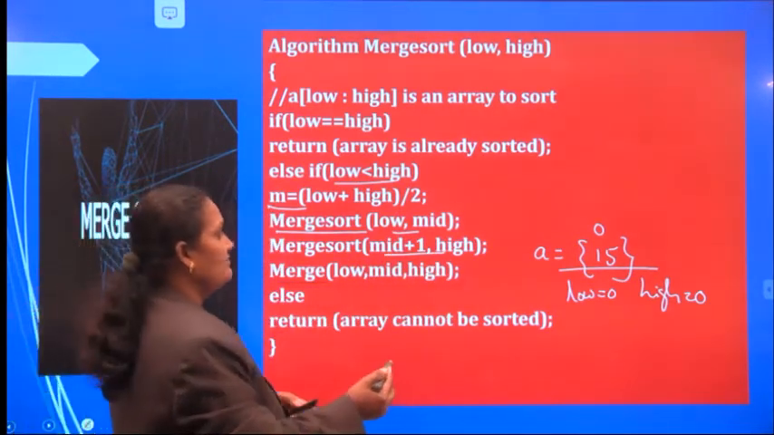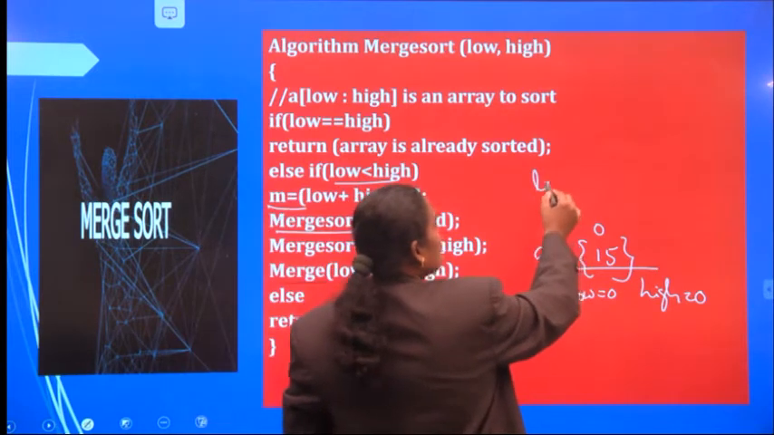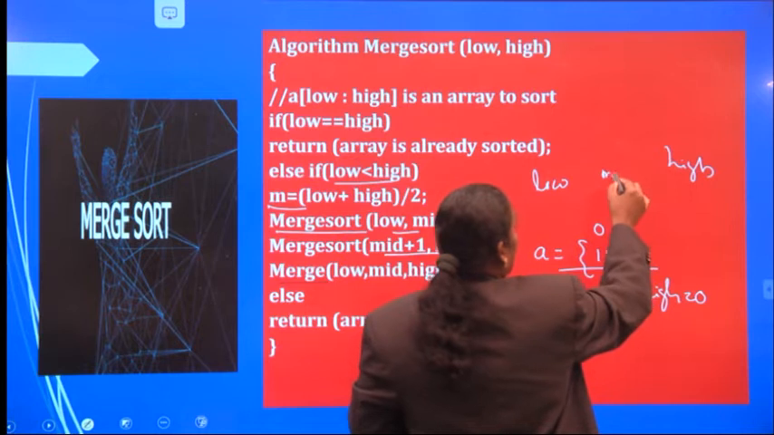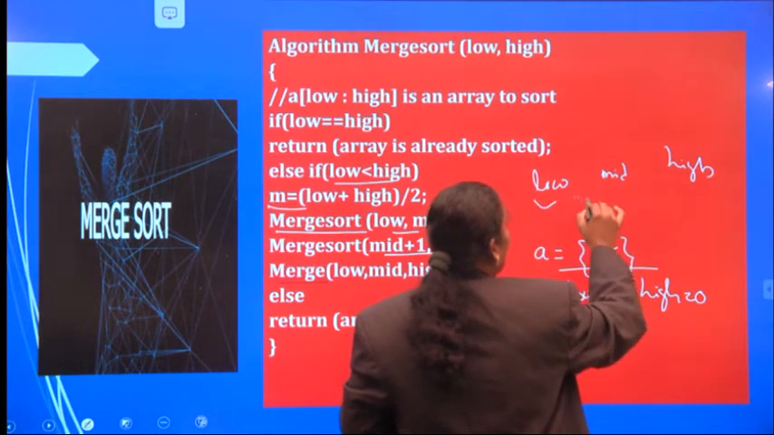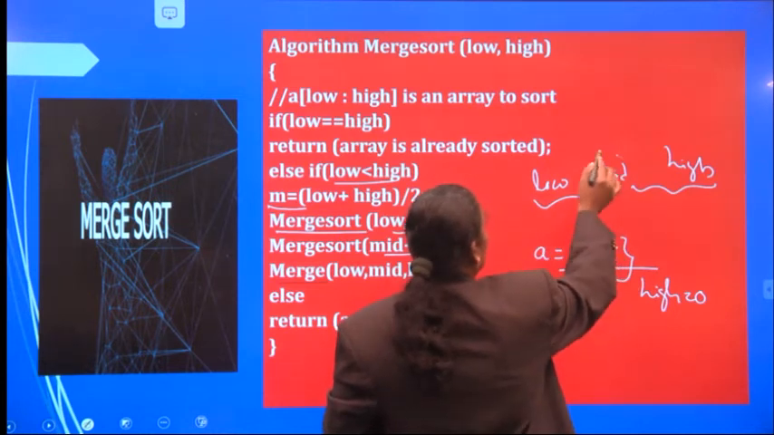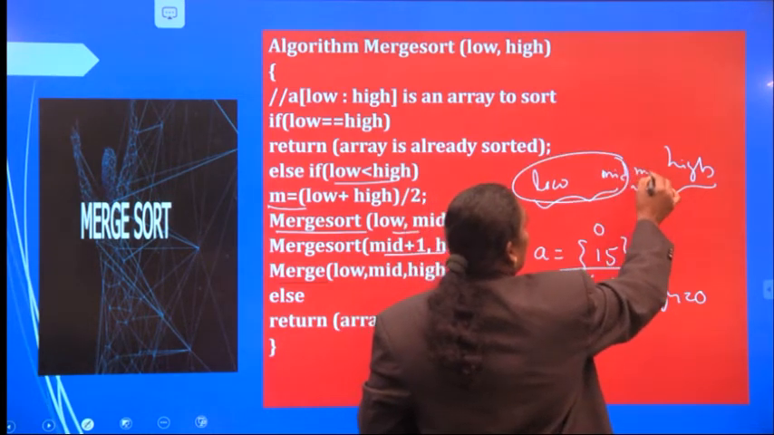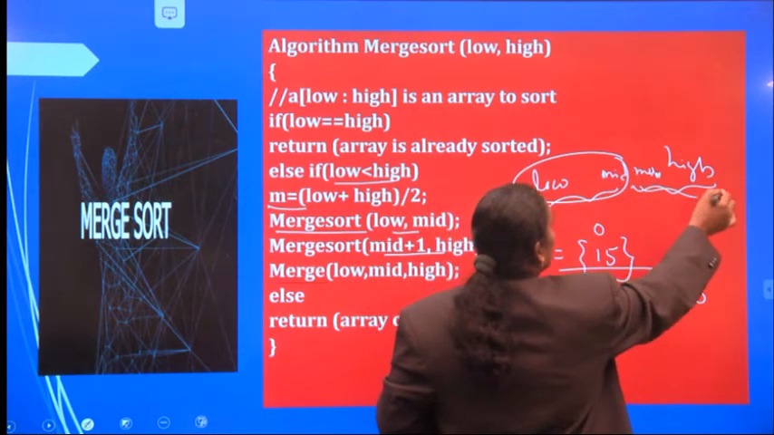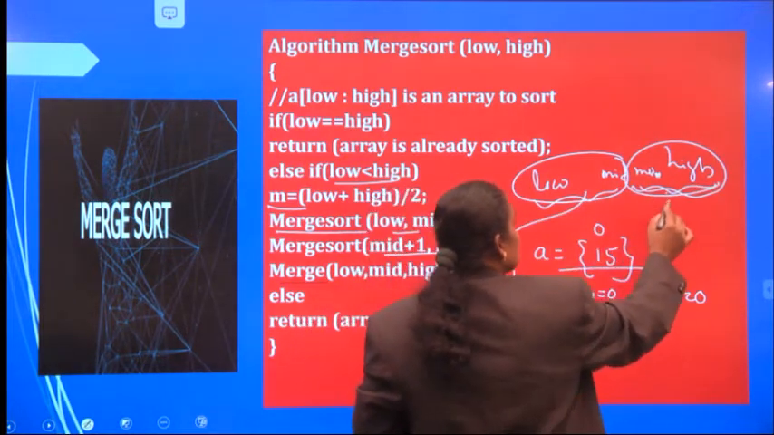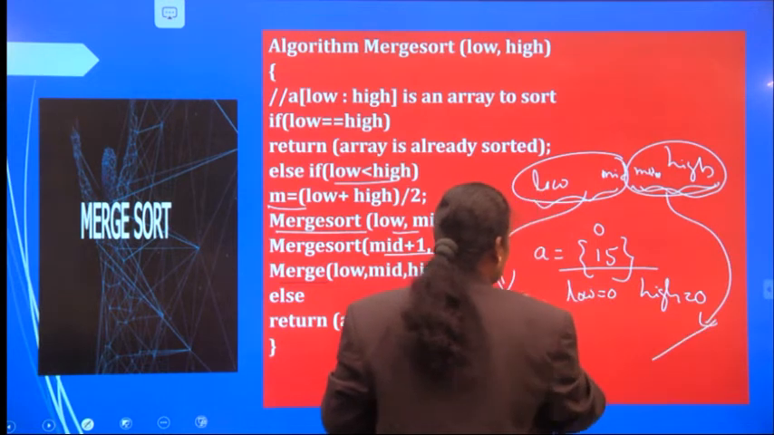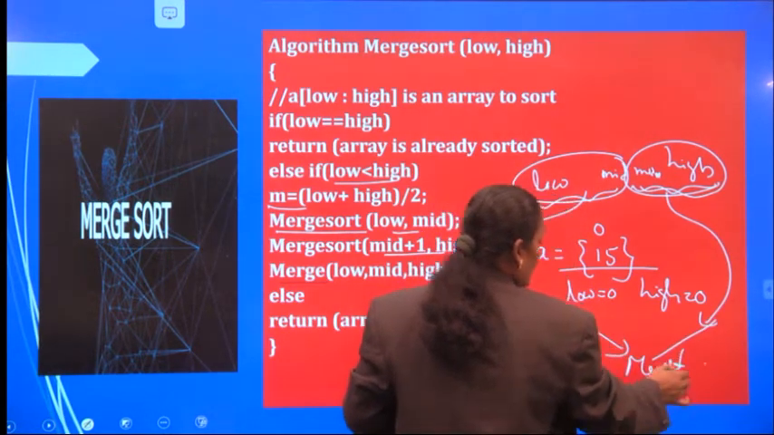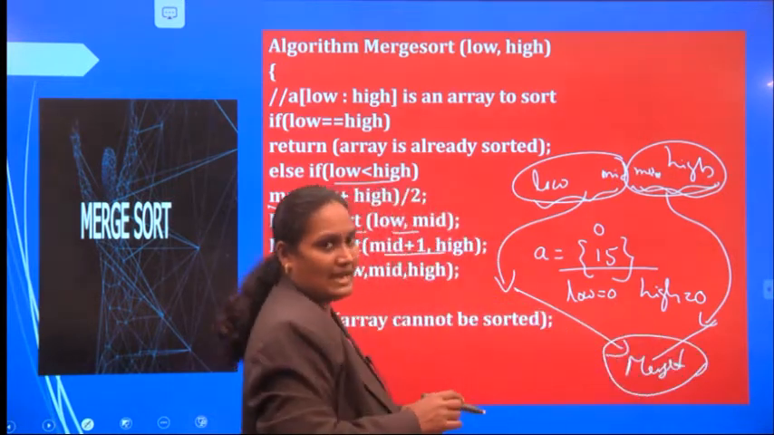That is, our array contains a low index and a high index. We find the mid value and divide the array. Low to mid is one subarray, and mid plus 1 to high is another subarray. This is one sorted subarray, and this is another sorted subarray. These two sorted subarrays are merged together to get the sorted array.